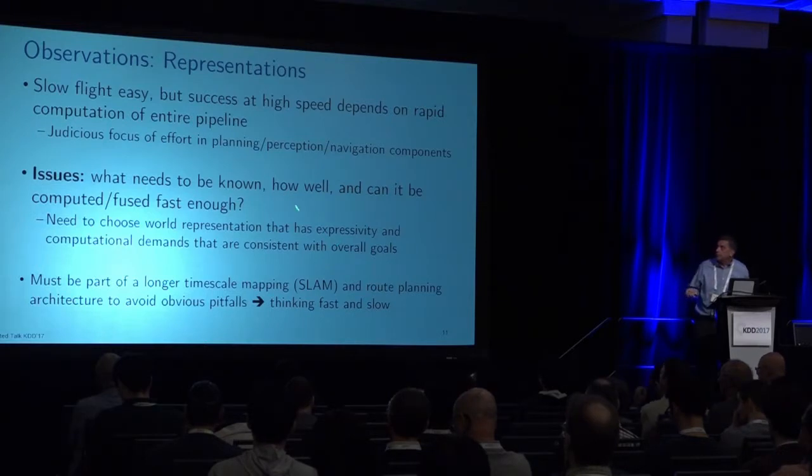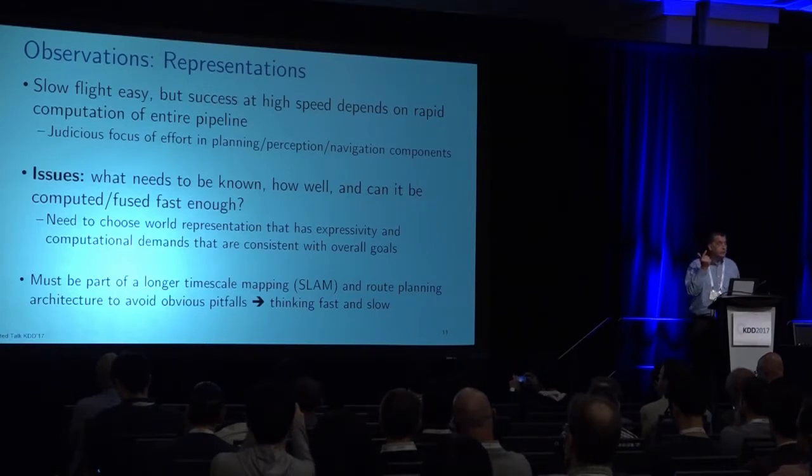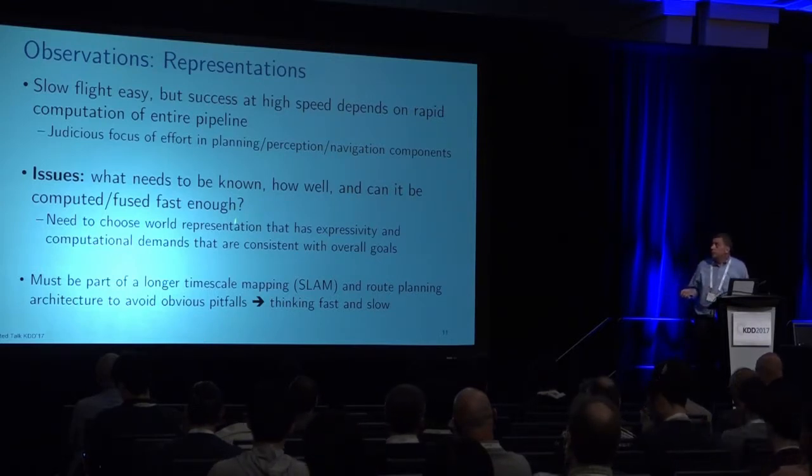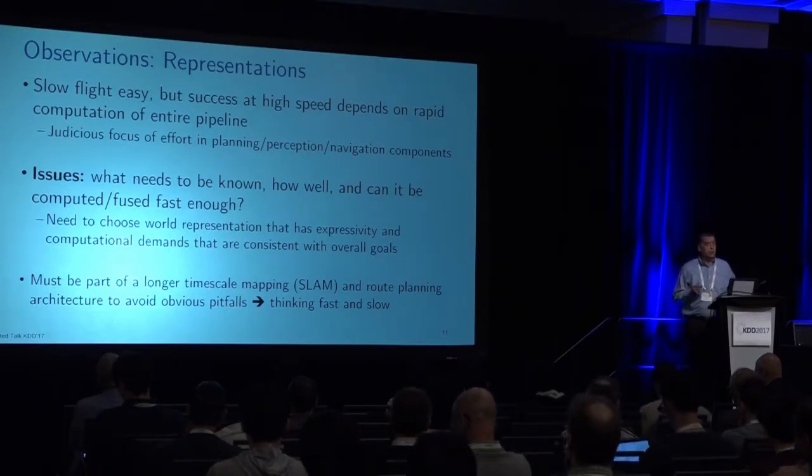The questions we've seen before today come down to what needs to be known, how well does it need to be known, and how fast can it be computed. When you are making representational choices, these are the questions you need to think through. It's a question about expressivity: how well can I express what's in this world?